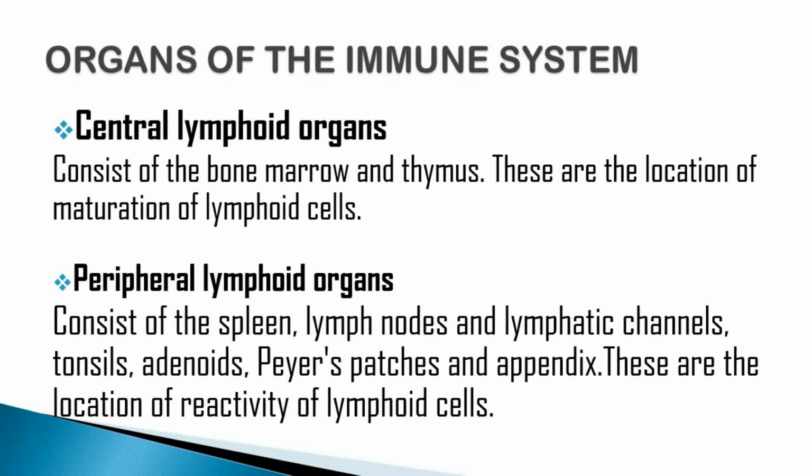Examples of these central organs are your bone marrow and your thymus. Very soon I'm going to show you an image of where they are located in the body. Peripheral or secondary organs include the spleen, the lymph nodes, the tonsils, the adenoids, the Peyer's patches, and the appendix. These are secondary because that's where your lymphatic cells perform their function. That's where they destroy or take care of the bacteria that has invaded the body.